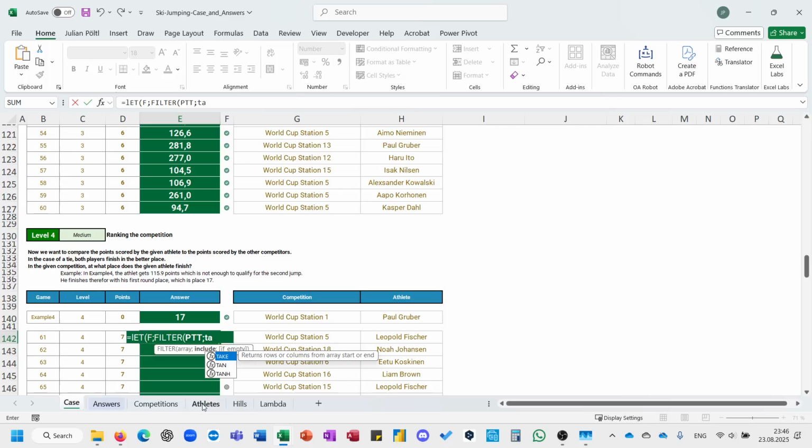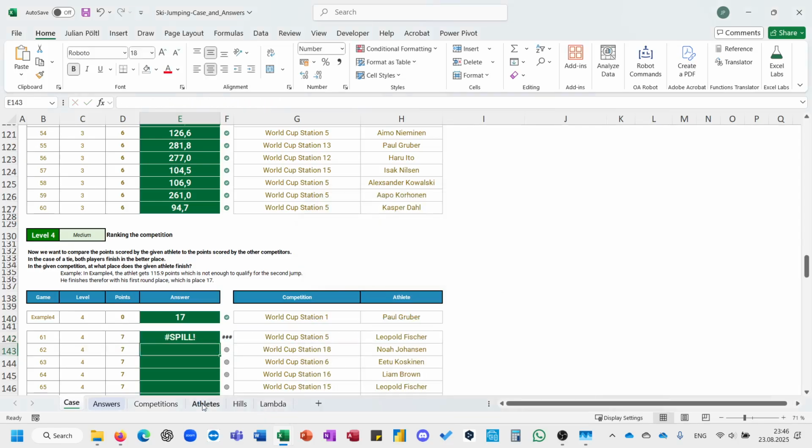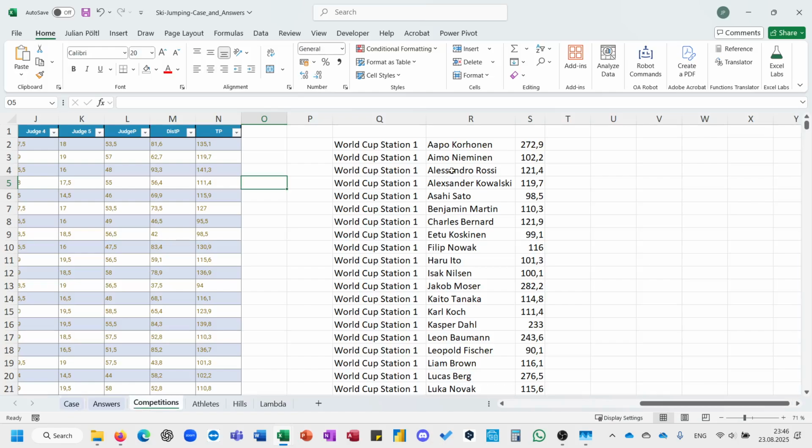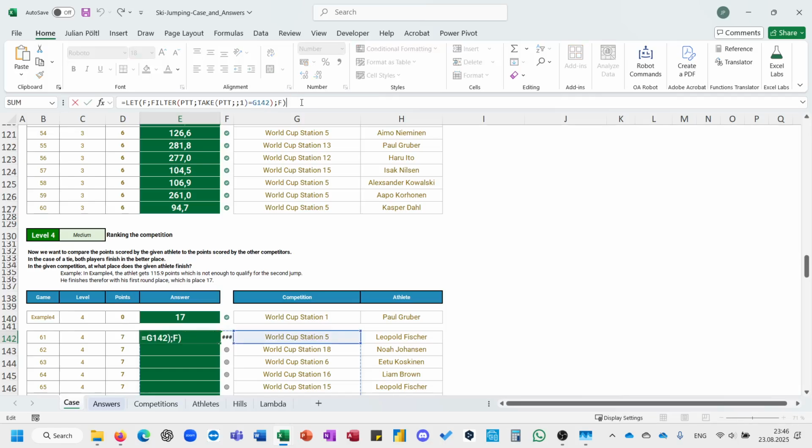If tick PTT first column equals the World Cup station, then I will have here a large spilled array. But as you can see, this is the station, then the name. And then I will sort based on the filtered array after the third column in descending order. Name this S.